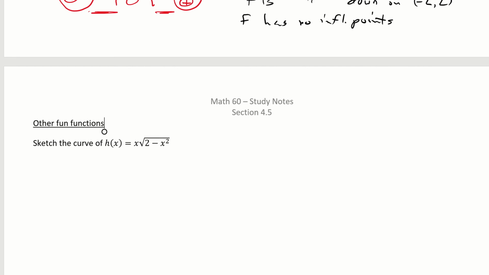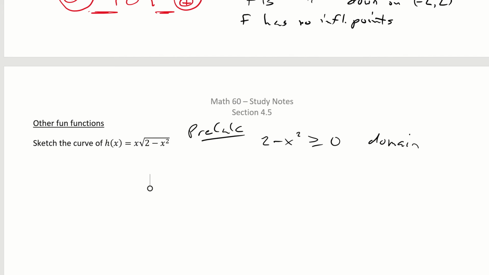Okay, this last one is for you masochists out there. This one is a seemingly simple little problem, and what we want to do is sketch this guy's curve. And from pre-calc again, what do we know? One thing I know for sure is that 2 minus x squared has got to be greater than or equal to 0. We're talking domain here, right?